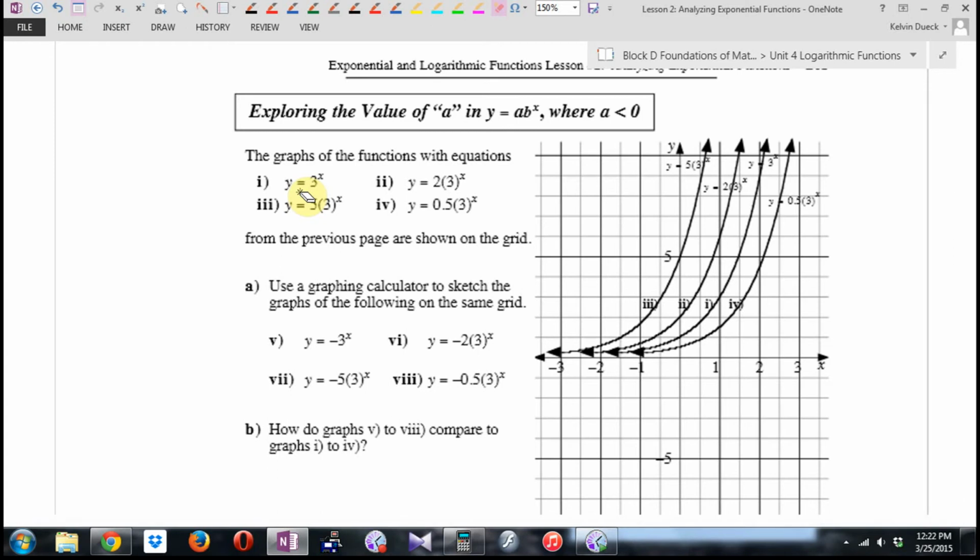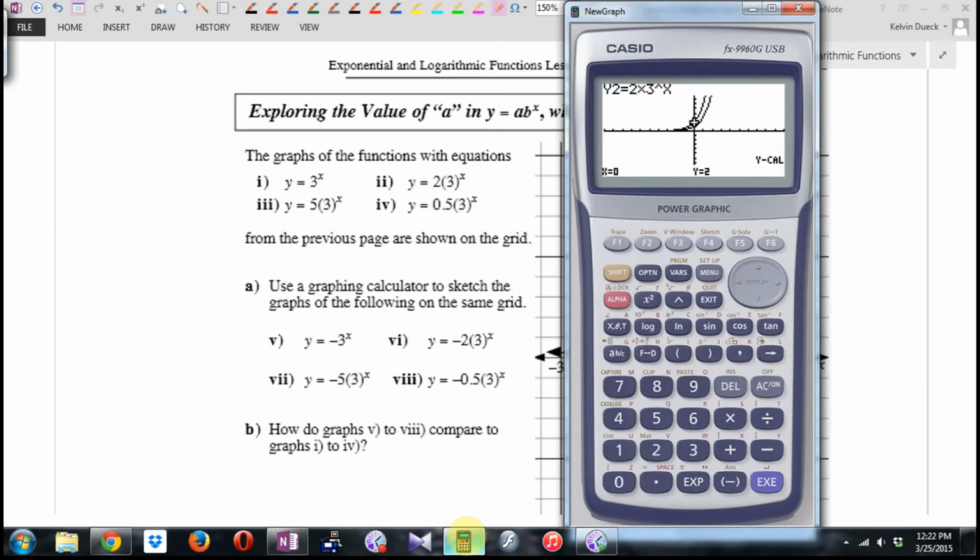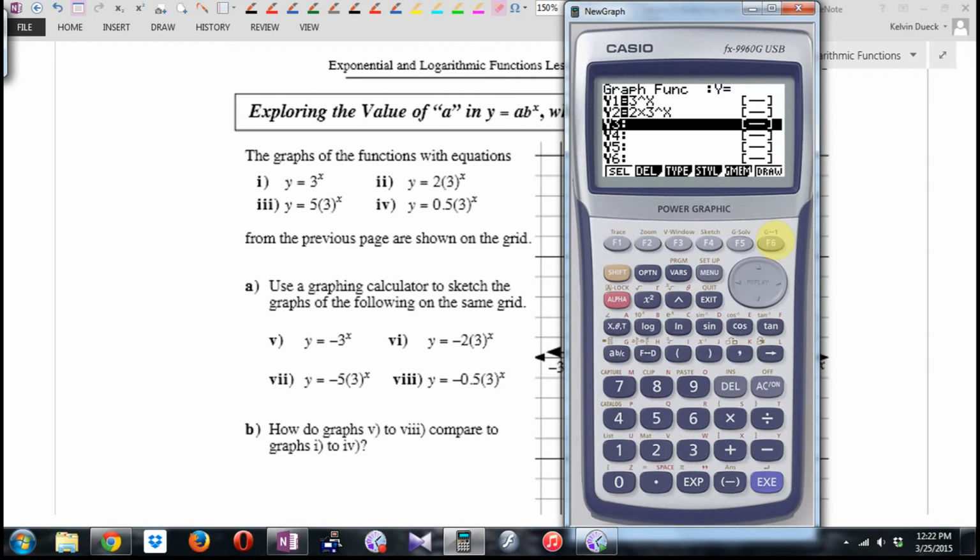I wonder. Go back to your graphing calculator. Hit F6 to get back to this menu here. You might have to turn your calculator back on. Instead of 3 to the x, negative. By the way, everybody look up. This is the negative. That's a subtraction. Don't put a subtraction where you mean a negative. 3 to the x. And then beneath that, let's graph negative 2 times 3 to the x.